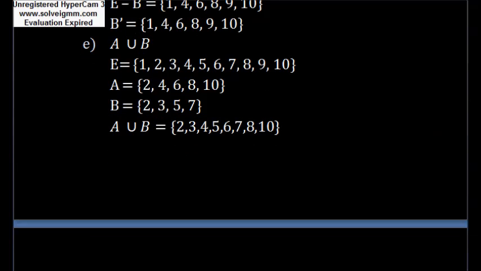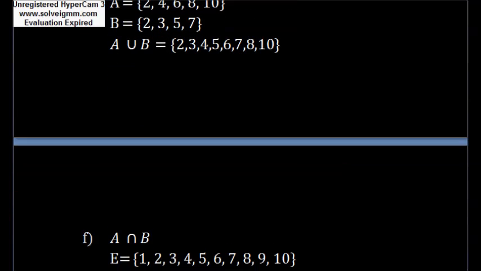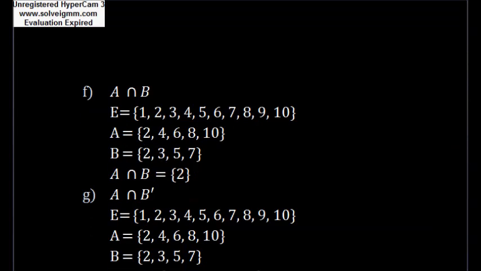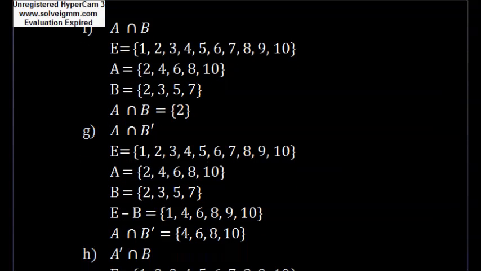Now in F part, you have to find A intersection B. A intersection B means all the elements which are common between A and B. So A set is given, B set is given. So the common element between these two sets is only 2. Only 2 is common between these two sets.